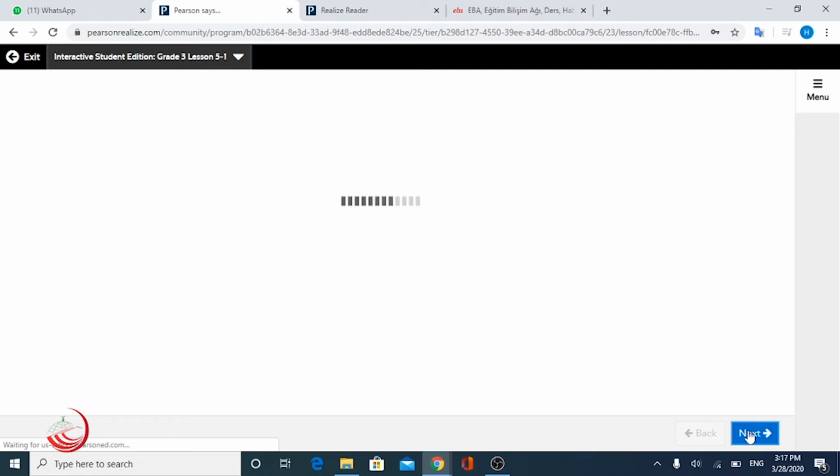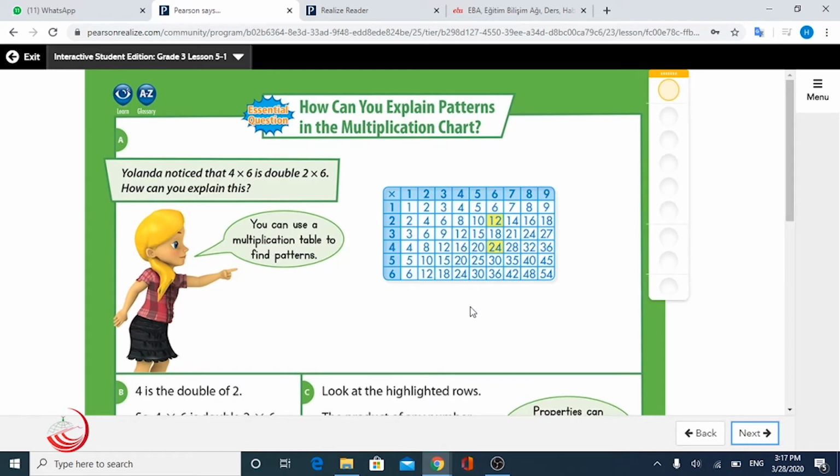We have Yolanda, who noticed that 4 times 6 is double 2 times 6. How can you explain this? The question here is, how is 2 related to 4? What's the relation between 2 and 4? Yes, exactly. 4 is the double of 2.